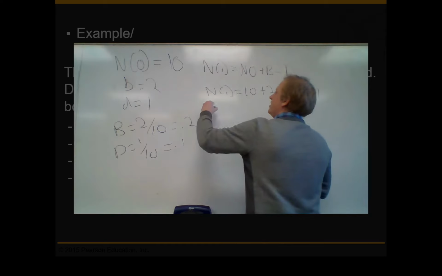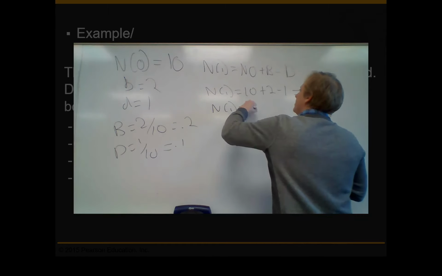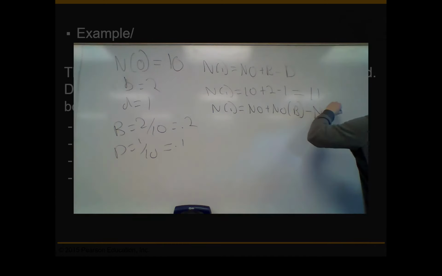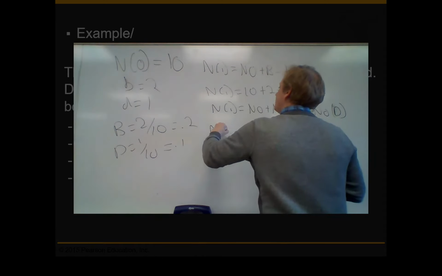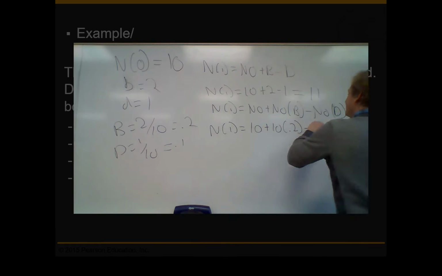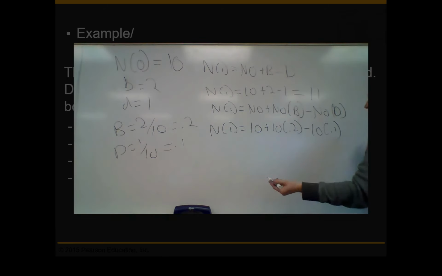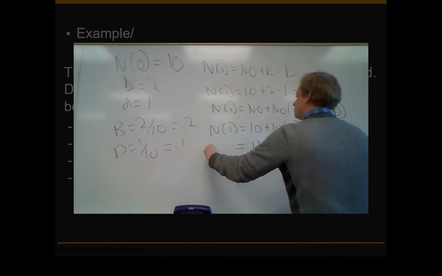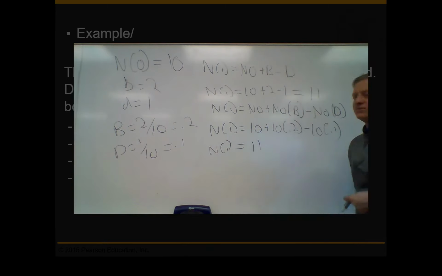Since again, these are going to change depending on which numbers we're looking at. So we'll say n of 1 is equal to n of 0 plus n of 0 times birth minus n of 0 times death, or per capita death rate and per capita birth rate. So n of 1 is going to be equal to 10 plus 10 times 0.2 minus 10 times 0.1, which, by the way, gives you the same number. N of 1 equals 11. Same number we got when we just plugged things in.